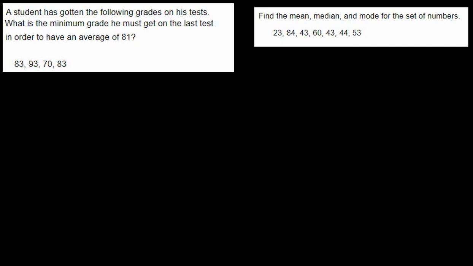So we're going to review for the test. The first one is a student has gotten the following grades on the test. What is the minimum grade you must get to get an average of at least 81? So we have 4 tests. We want to find out what the score needs to be on the 5th test.